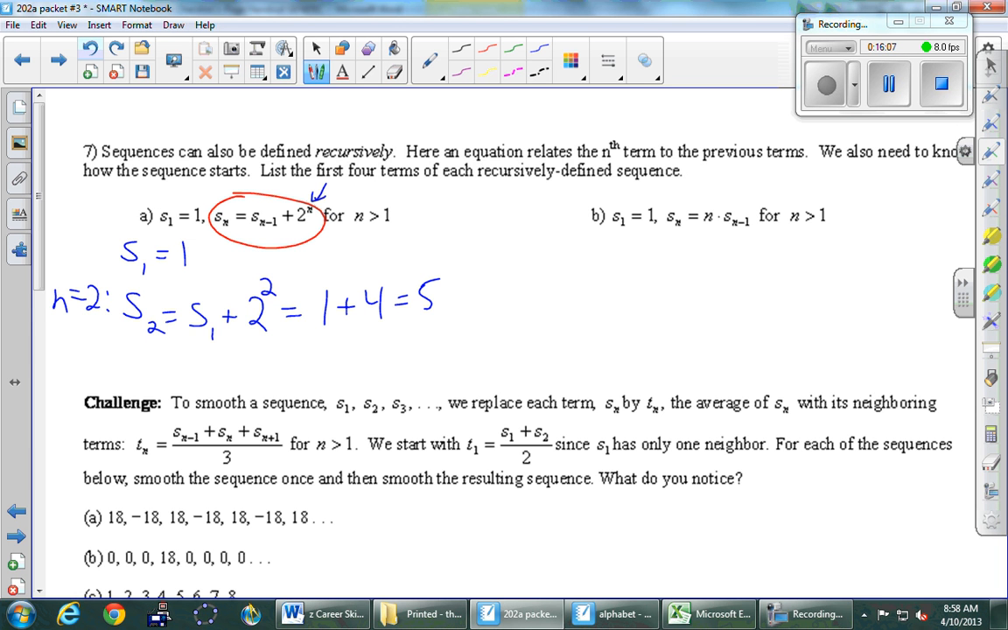Let's do another one together. To find S3, what value of n are we plugging in? N equals 3. So go back to that equation I circled in red. All the n's become 3's, and eventually you need to just get a single number as your answer.